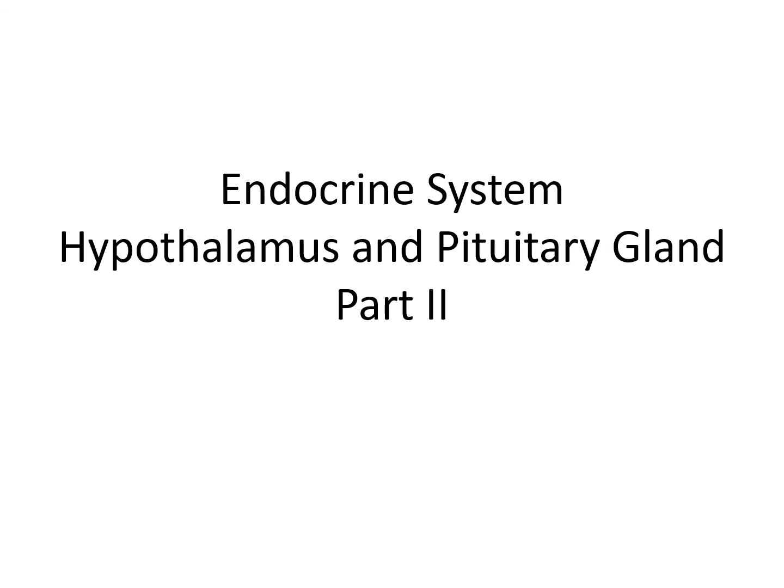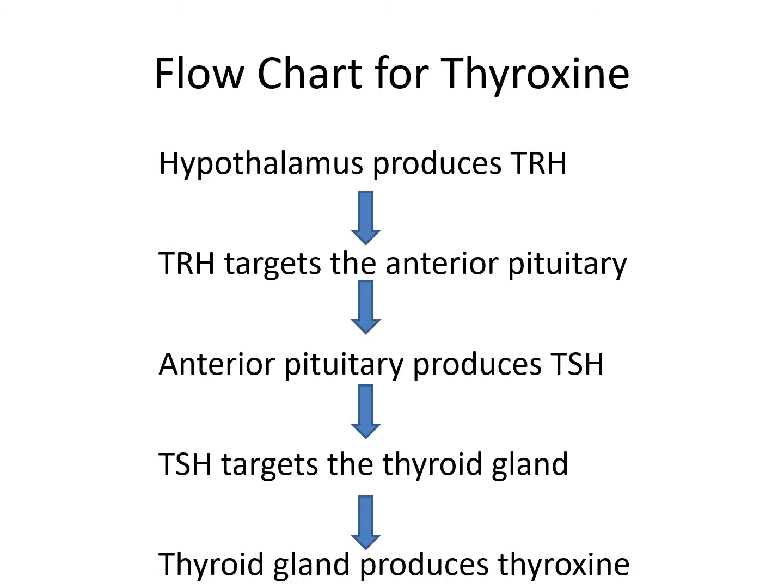Everybody, we're going to continue working on the endocrine system. This PowerPoint will take us through the remainder of the pituitary gland hormones. We previously were talking about how the hypothalamus stimulates the anterior pituitary to make and release its own hormones. We just got through talking about growth hormone, and now we're going to pick up with this one here, thyroxine.